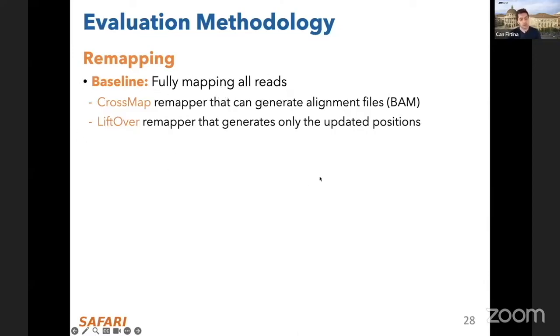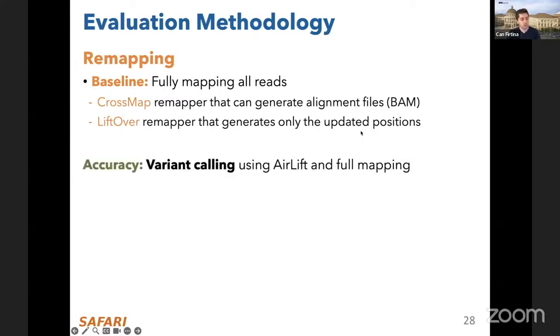We also compare AirLift to two state-of-the-art works. One is CrossMap, which is a remapper that can generate the alignment files, and also Liftover, which is a remapper that generates only the updated positions. To calculate the accuracy, after remapping, we perform variant calling using AirLift and full mapping.